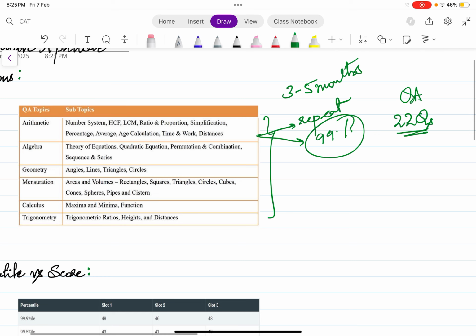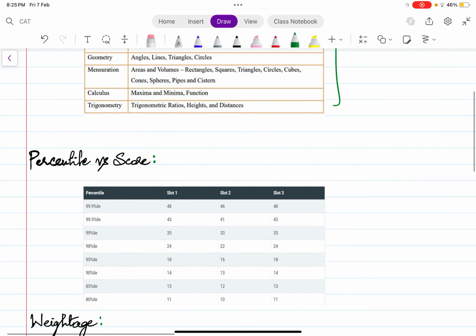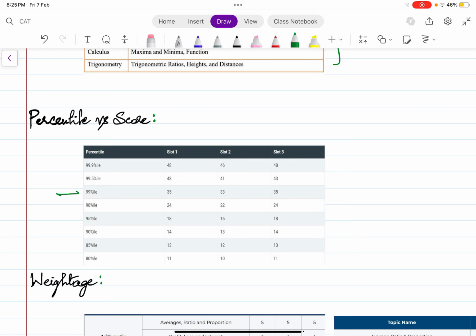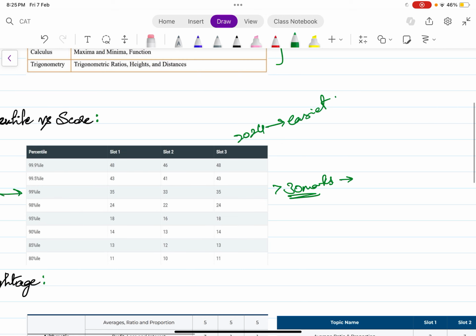And out of these, the amount that you have to score to get your 99 percentile is, according to the 2024 stats, of course, the last year's paper has been considered to be the easiest among all. So it is not something which we can go off, but this is a standard, right? Around 30 marks. So around 30 marks, you should safely be able to cross your 99 percentile mark.